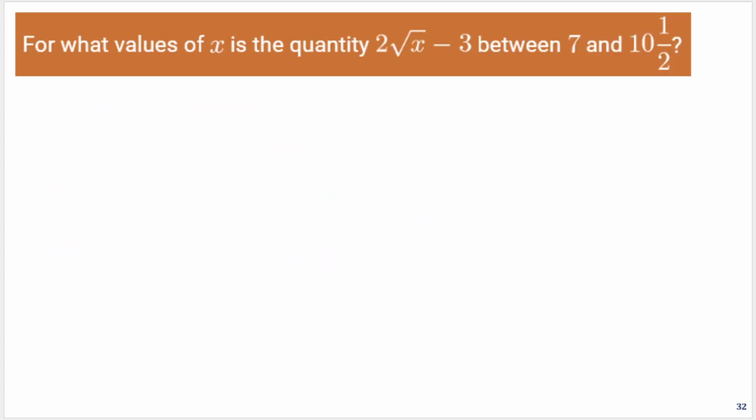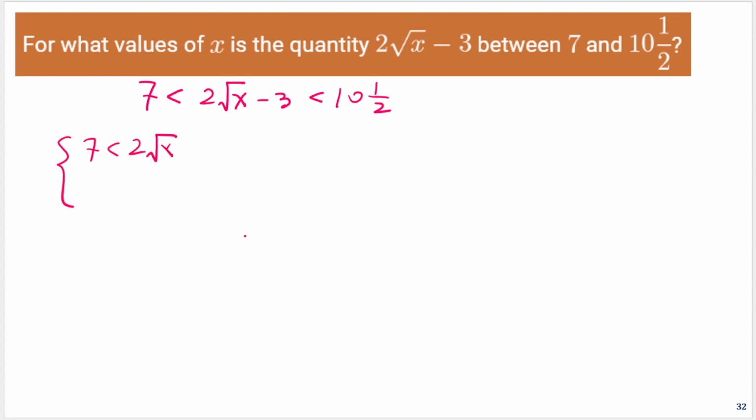Okay, if no questions, let's consider another one. For what values of x is the quantity 2 times square root of x minus 3 between 7 and 10 plus 1 half? So basically you need to find a solution of x such that this number is between 7 and 10 plus 1 over 2, right? Again, you could separate them into two inequalities. So that's 21 over 2, right?